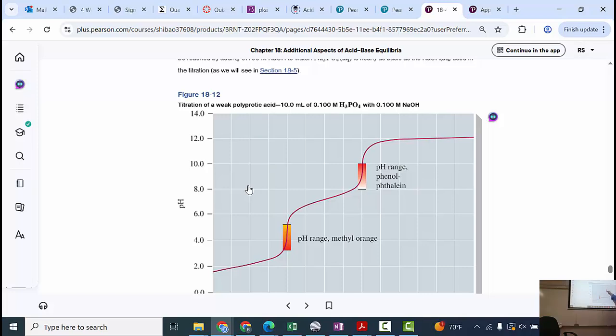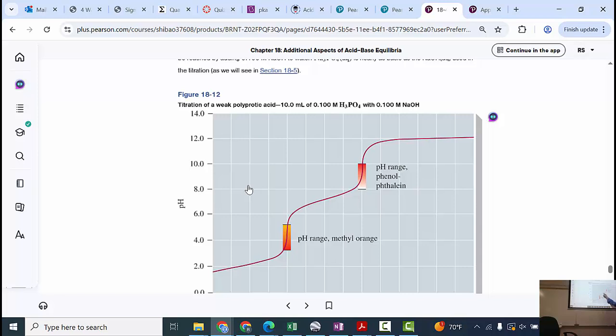And so the end point is a little bit too early. The end point here is about perfect. Well, it's still slightly early, but not much. So the first equivalence point is easily visible. There aren't significant errors here. So this is buffer region 1. And then we pass the first equivalence point. This is buffer region 2.